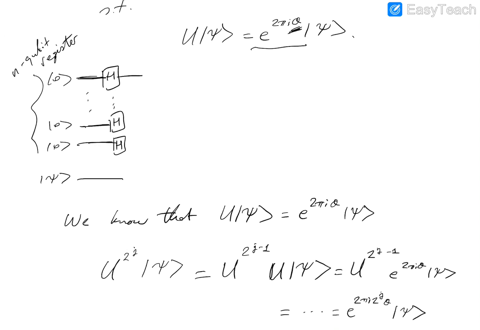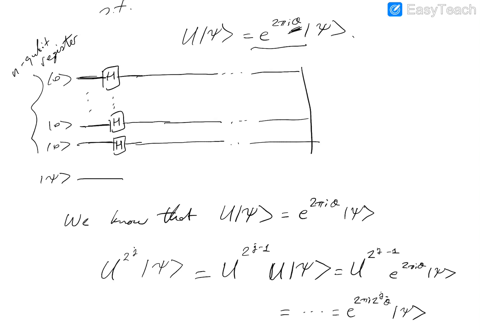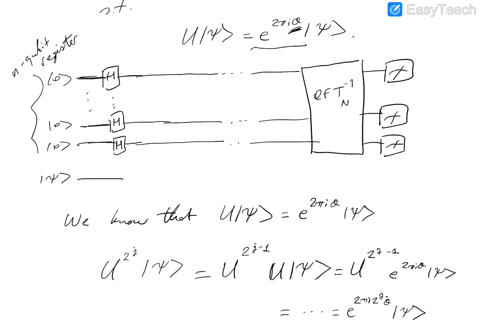All right, so then we apply on the first register the inverse of the quantum Fourier transform, an n-dimensional quantum Fourier transform. And then measure each qubit.